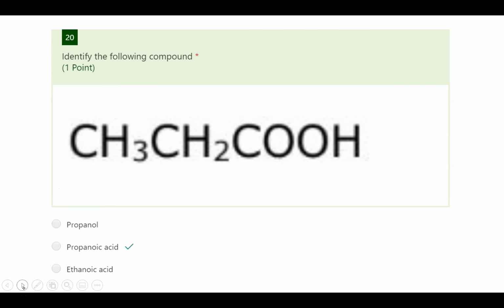Okay. Identify the following compound. This is a propanoic acid. This represents CO for the functional group, OH. And that's a carboxylic acid.